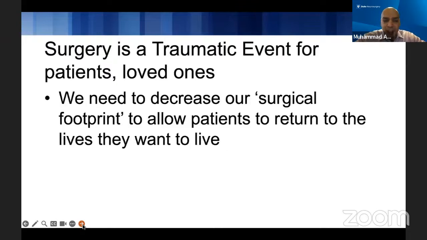So we have to understand that surgery is traumatic for all those that are involved. It's traumatic for the patients, it's traumatic for their loved ones, it's traumatic even for us as surgeons and as medical care providers. And we really need to decrease our surgical footprint to allow these patients to return to the lives that they want.